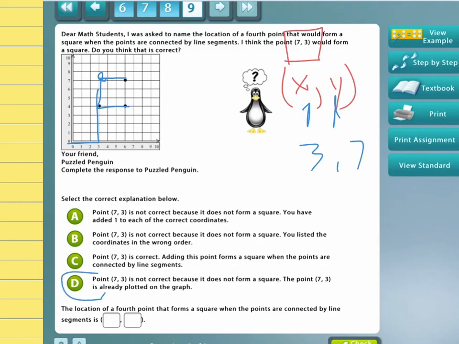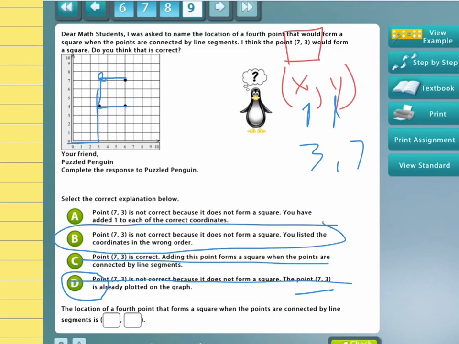So point 7, 3 is not correct because it does not form a square. You listed the coordinates in the wrong order. That is what Puzzled Penguin did wrong. He did yx instead of xy. So he should put the point at 3, 7.